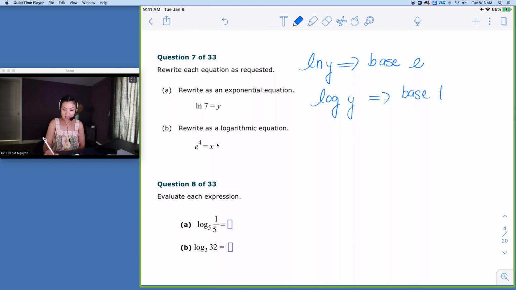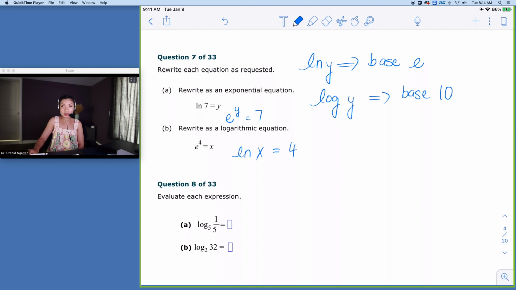the base is 10. So for number 7 right here, you want to rewrite as the exponential equation. We start with the base, which is e. You raise to the power y equals 7. For part B, it's going to be ln, the power is 4 equals x. So that's how you rewrite back and forth.